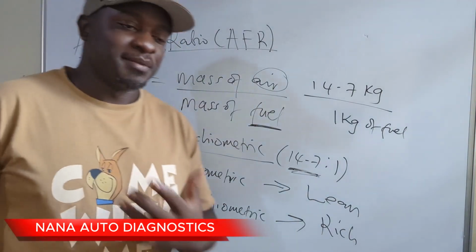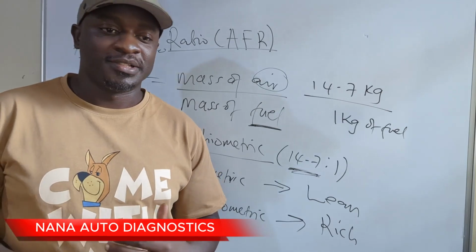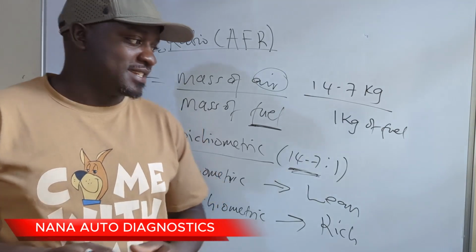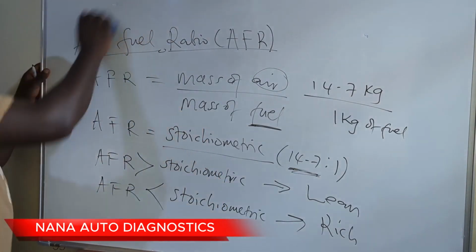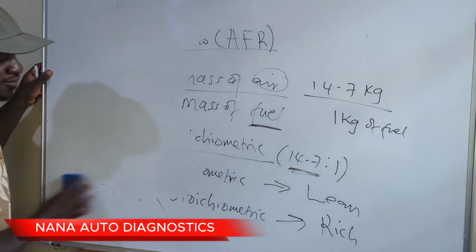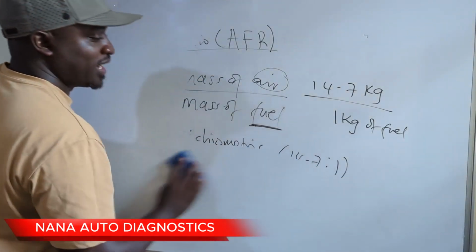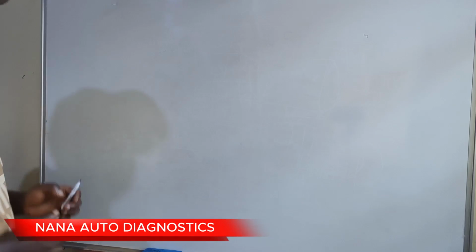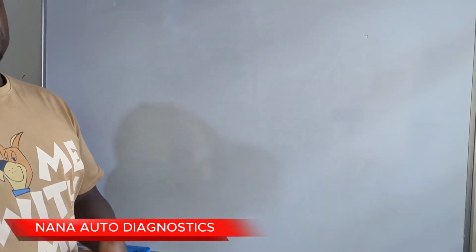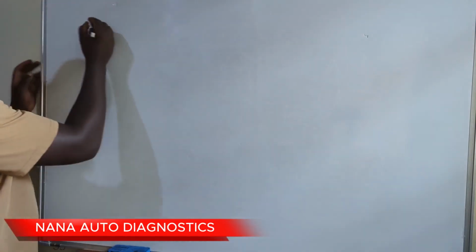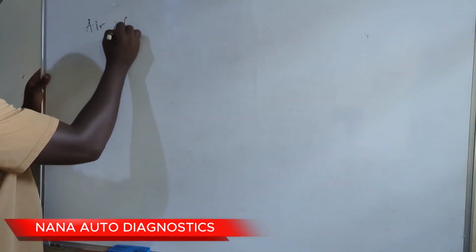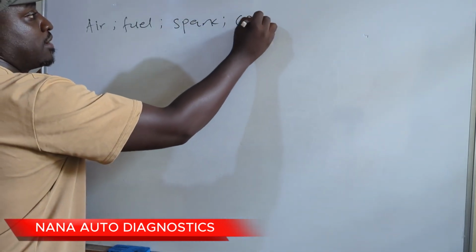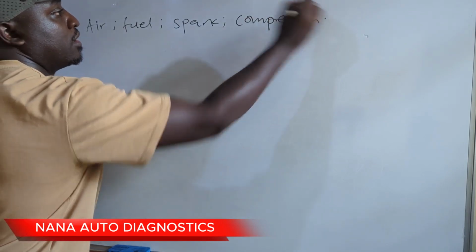So let's go ahead and explain how we arrive at this ratio. I know most of you love chemistry, so today we are going to remind ourselves about some bit of chemistry. So don't be intimidated. This is something not very hard. So just play along with me, and we shall be able to understand where the 14.7 is derived from. Remember, we said for any internal combustion engine to run, we require air, fuel, spark, and compression.